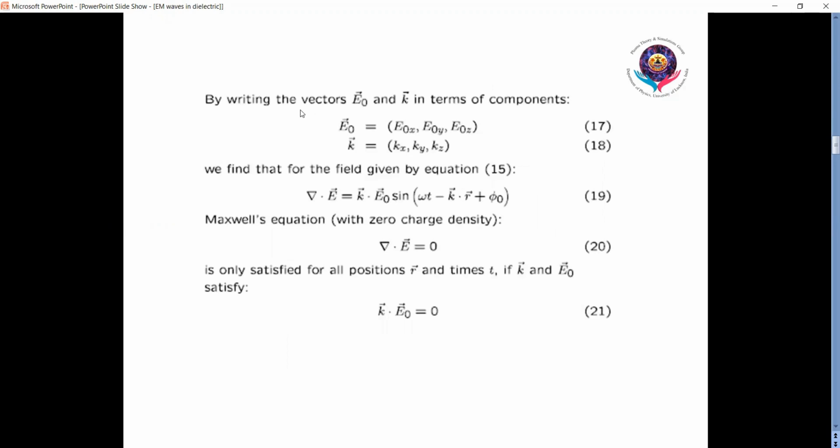And we can also write the electric field amplitude E0 in terms of components. This is a constant amplitude having constant components in x, y, and z directions. And corresponding to these constants, we will have the propagation vector in the three directions kx, ky, and kz.